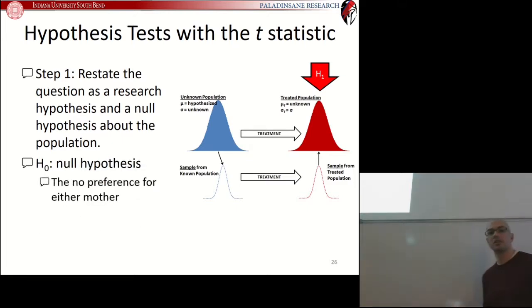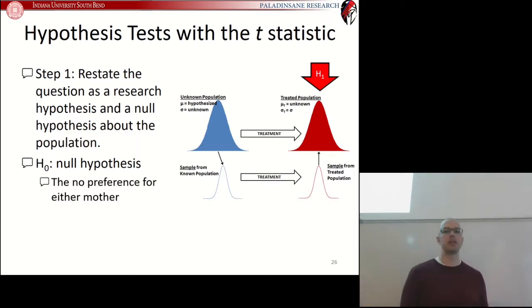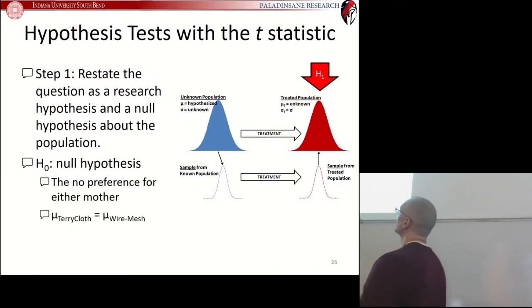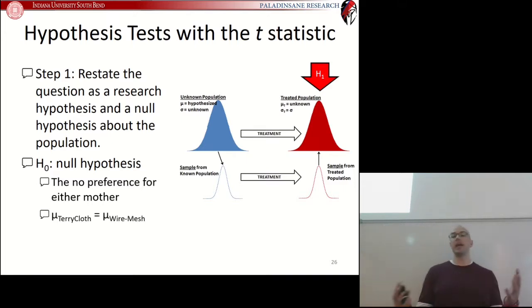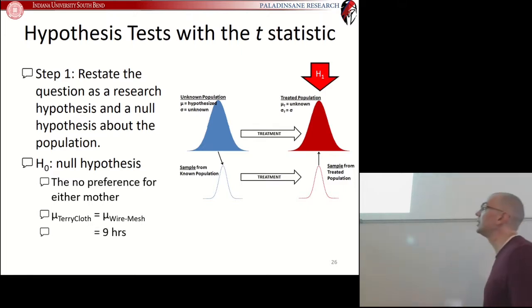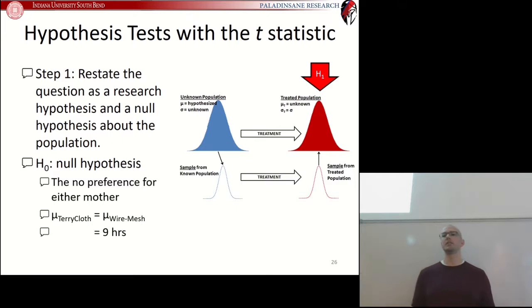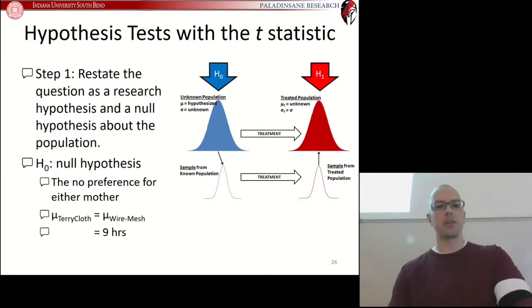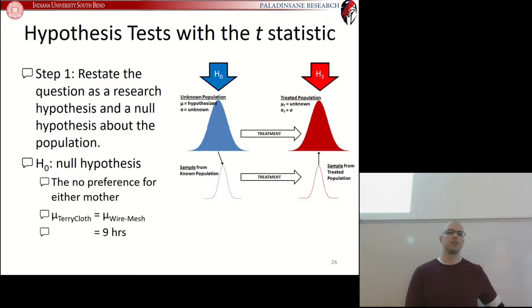The null hypothesis also hasn't changed since last time. The null hypothesis is that there's no effect, there's no preference for either mother. And we write that as the mean time spent with the terry cloth mother equals the mean time spent with the wire mesh mother. And because they're spending 18 hours a day with both of these, that means that the mean time spent with the terry cloth mother would be 9 hours. So they're spending 9 hours with terry cloth, 9 hours with the wire mesh mother, 18 hours in total. And if that's the case, then they belong to this hypothesized population of monkeys that spends 9 hours with the terry cloth mother. So that's step 1. We've seen that before, it hasn't changed.